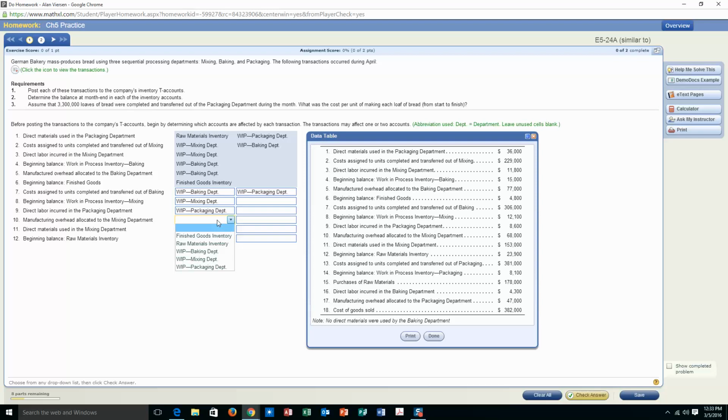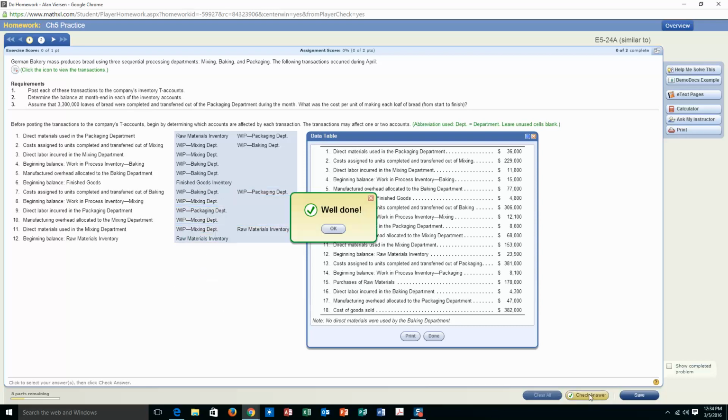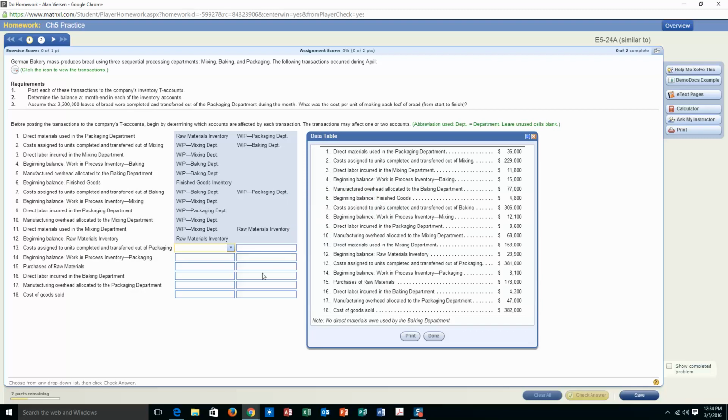Packaging department, manufacturing overhead allocated to the mixing department means the mixing department. Direct materials used, okay, so there's that word used again. So that means that we'll have both the mixing department and raw materials used means raw material inventory. And finally, the beginning balance in raw material inventory. Check our answers. So you get the idea.